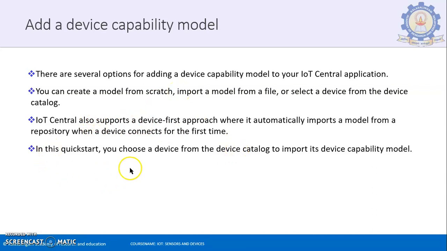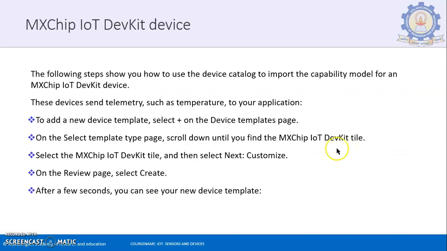So in this quick start, you choose a device from the device catalog to import its device capability model. What you are going to do in this quick start guide is select a particular device manually. The following steps show you how to use the device catalog to import the capability model for an MXChip IoT DevKit device.